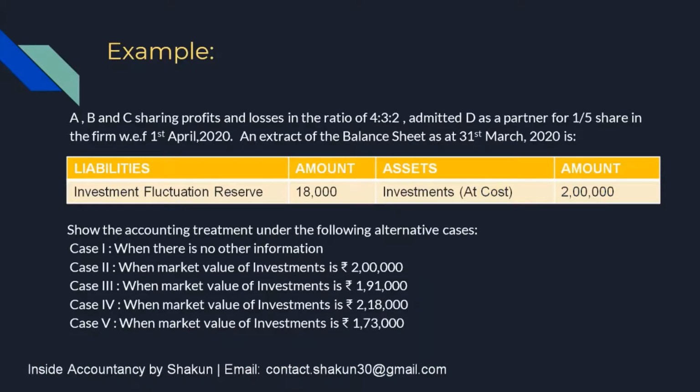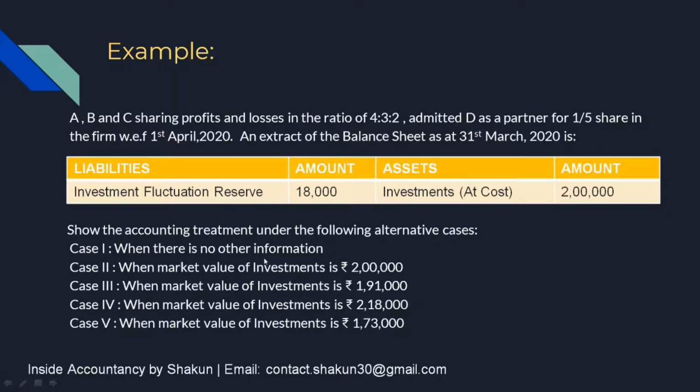So let's take an example. A, B and C are sharing profits and losses in the ratio of 4-3-2, that's the old ratio. They admitted D as a partner for a 1/5 share in the firm with effect from April 2020. An extract of their balance sheet is given, in which investment fluctuation reserve is 18,000 and the investments are given at their cost, their book value, which is 2 lakh. Show the accounting treatment under the different alternative cases.